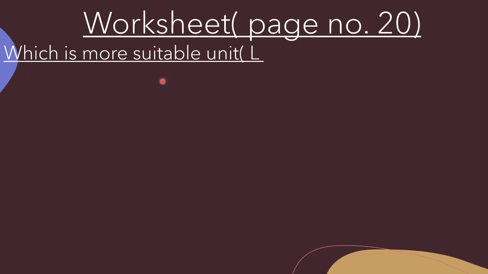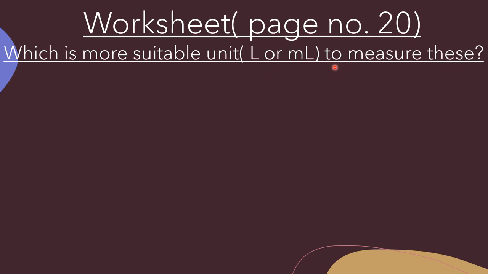Understood? Now which is more suitable unit, liter or milliliter, to measure these? Now in second question beta, we have to find out the most suitable unit of liter or milliliter. So here liters or milliliters we use to find out the capacity of any container or vessel.